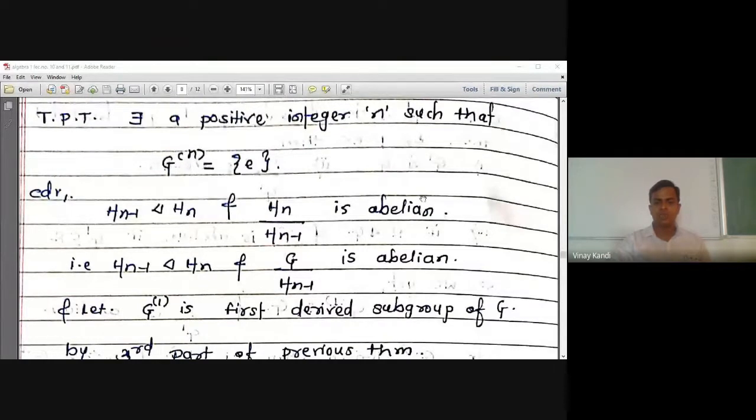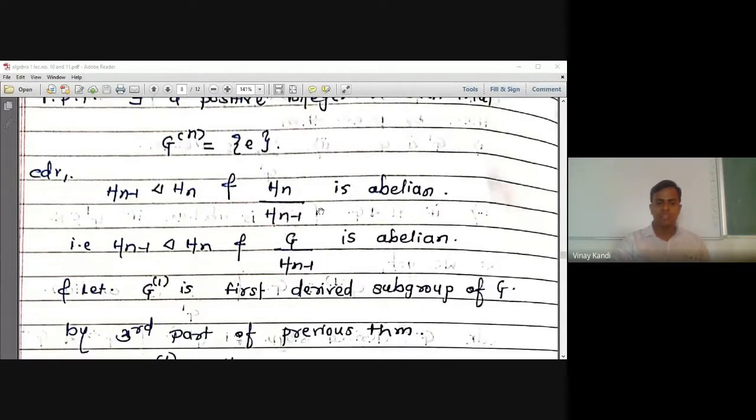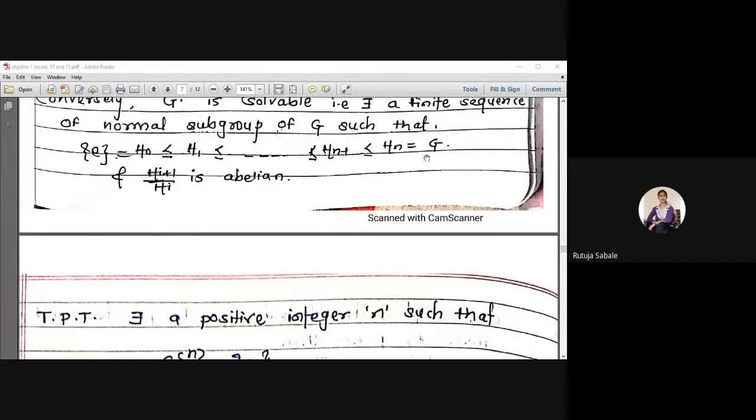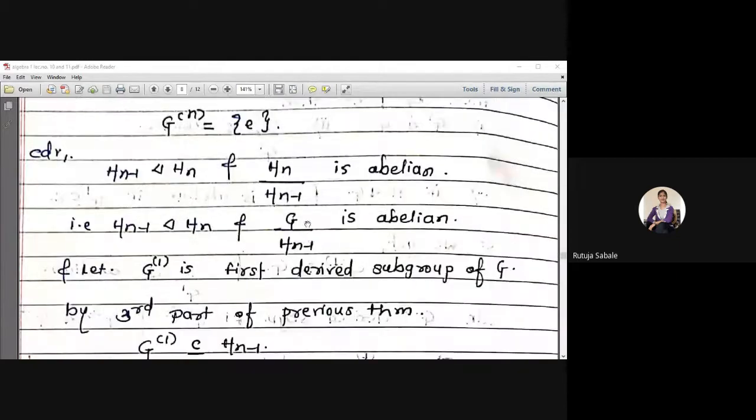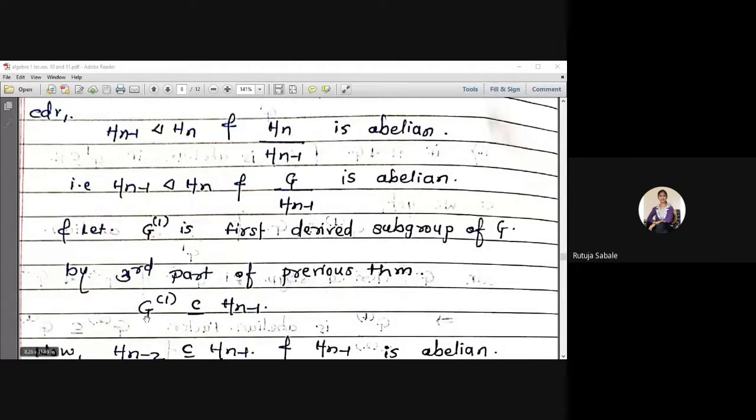So Hn minus 1 is normal in Hn, and Hn upon Hn minus 1 is abelian. What is the value of Hn? Hn is nothing but G. Hence G upon Hn minus 1 is abelian. Now let G1 be the first derived subgroup of G. By the third part of the previous theorem, this G1 is contained in Hn minus 1.